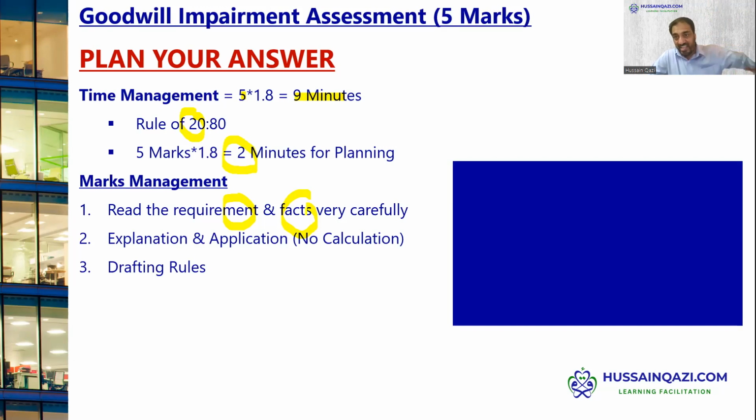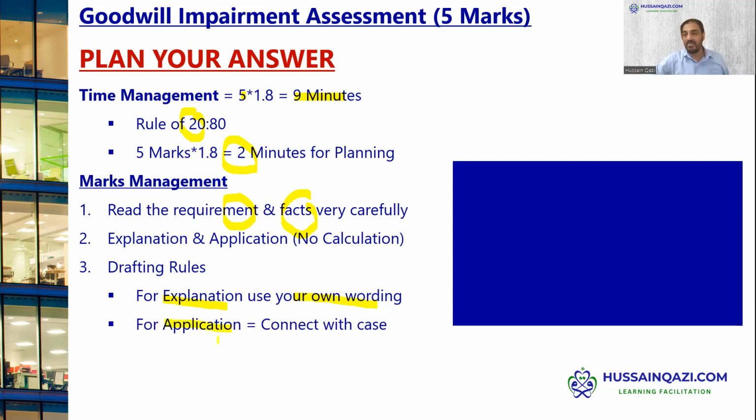Drafting rules, as we already discussed in the regular course. Drafting rules. First, explanation of the principle. Use your own wordings. Then apply, that means connect with the case. Always organize your draft with this sequence: explain and apply. Or you can draft your answer with condensed wordings, simultaneously explanation with application. It's allowed. It's not always necessary to make the first para explanation and second para application. You have to make 2 paras, simultaneously explanation and connection with the case. Don't worry, it's allowed. It's condensed wording.